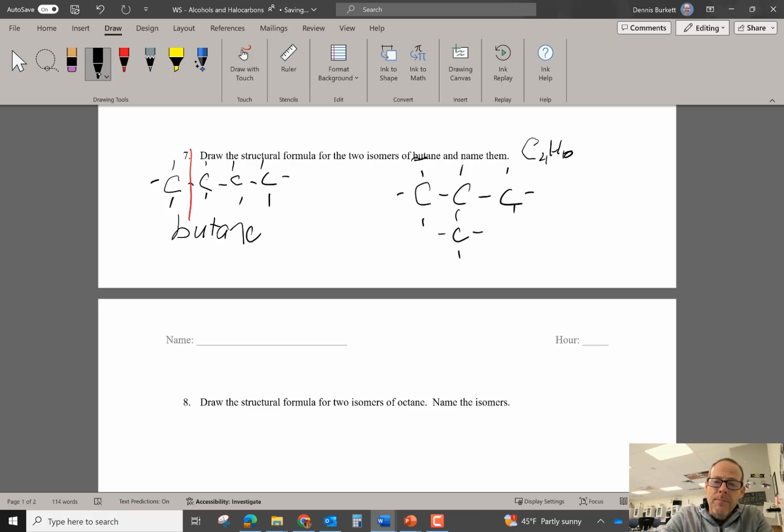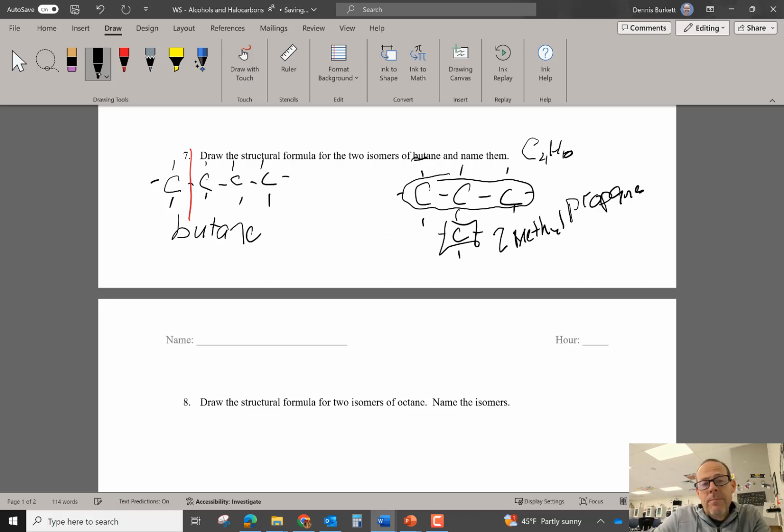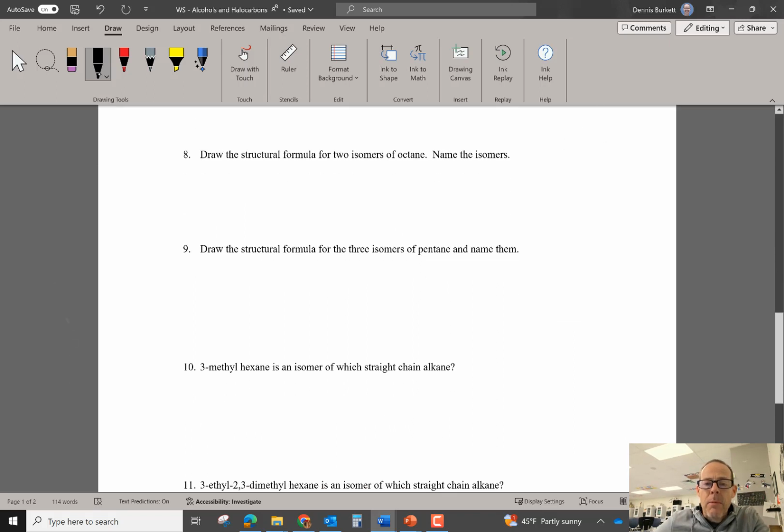But this one, notice I have a 3-member chain, so that's going to be a propane. And what do I have attached to my propane? I have a 1-carbon chain, so I have a methylpropane. And then where is the methyl on my propane? It happens to be on the 2nd carbon. So you're going to have something like that tomorrow on your quiz. Butane, 4 in a row. 2-methylpropane, 3 in a row with 1 coming off the 2nd carbon. All right, let's do a couple more.